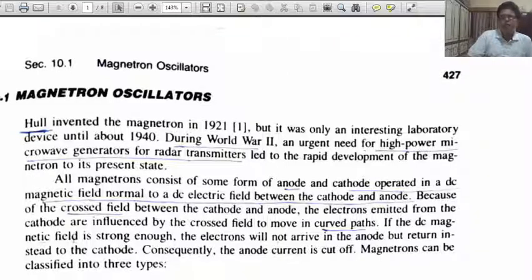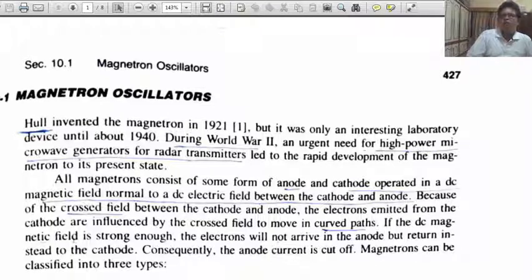Hull invented it in 1921, and it was a laboratory device until about 1940. During World War II, there was an urgent need for high power microwave generators. In World War II, high power microwave generators were necessary for radar transmitters. So it was invented.